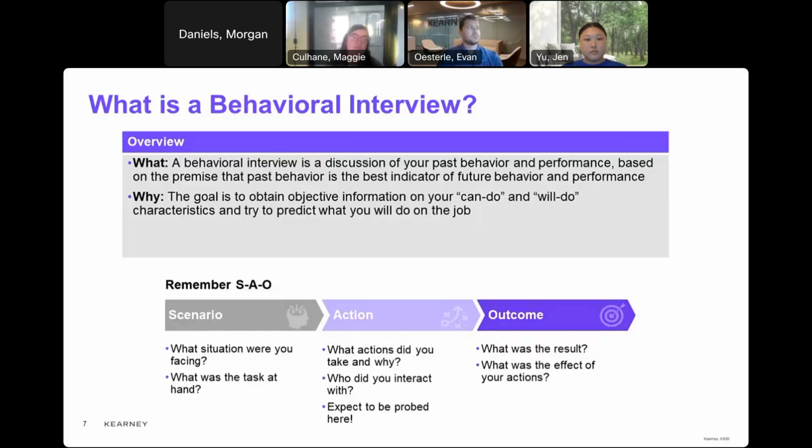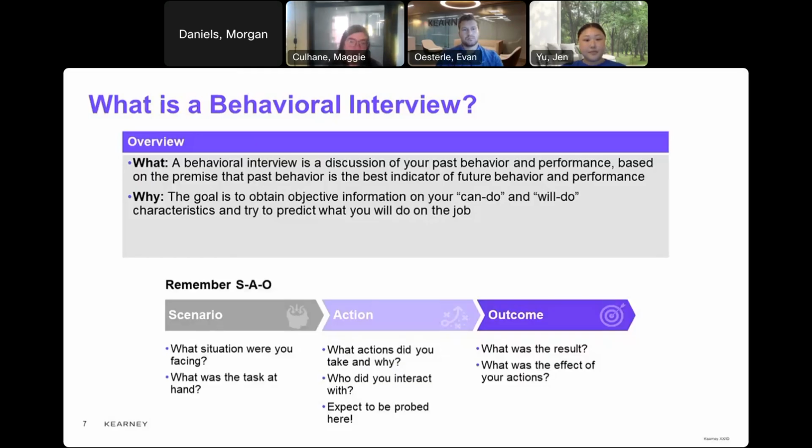I think we go to the next page. Yeah. So Evan will talk to the case interview in detail later on. I'll speak to what exactly is a behavioral interview. And it's really you telling stories about your past behavior and your past performance. And we do that because we have the premise that your past behavior is the best indicator we have for your future behavior and your future performance.